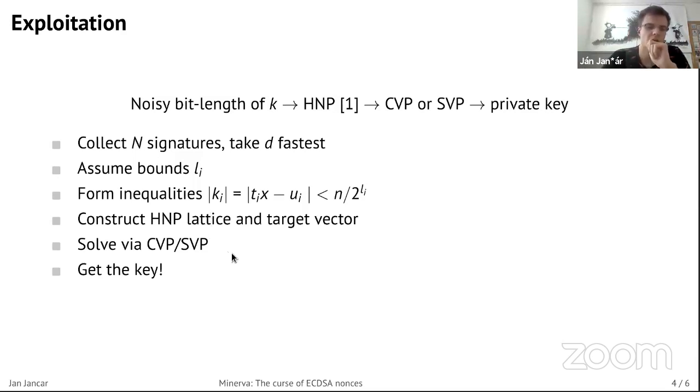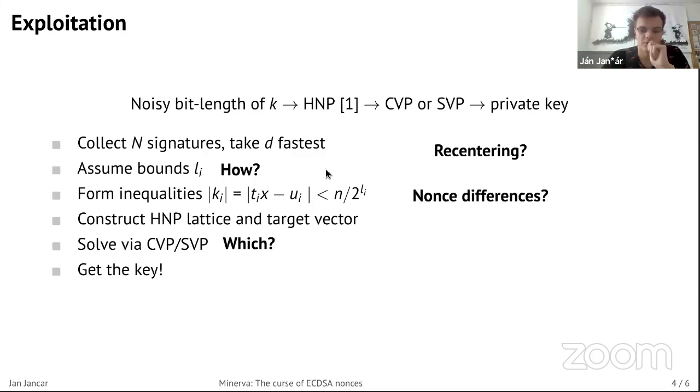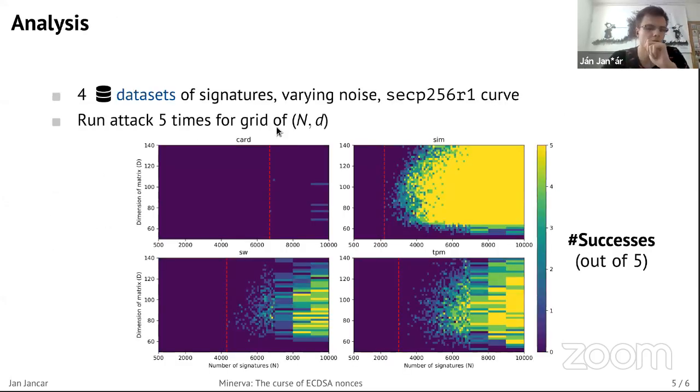So this is quite nice, but contains many questions of, okay, how do you assume those bounds? Do you do CVP or SVP and stuff like that? Do you do recentering, which is also a possibility? Do you do nonce differences, which you can do here? Do you do random subsets to fix some errors, or do you do what we introduced and call U-bit flips? So we were in a good position to analyze this.